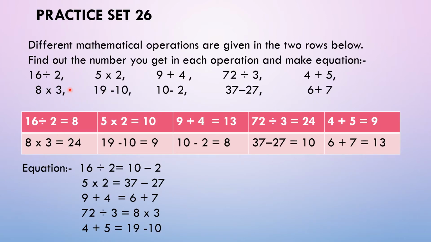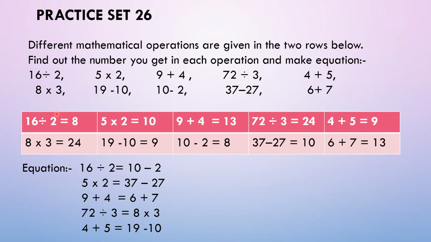Now let us do practice set 26. Different mathematical operations are given in 2 rows below. Find out the number you get in each operation and make an equation. Now here, see, all the mathematical operations are given to you. First you have to solve those operations and then you have to make the equations. Now first let us solve this.